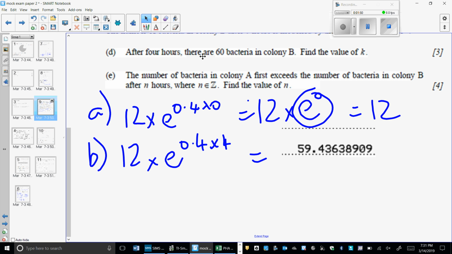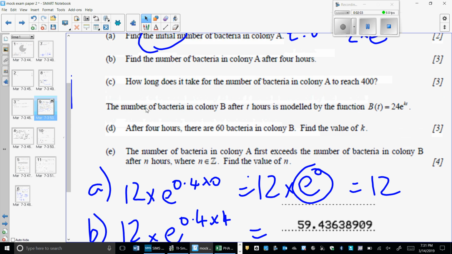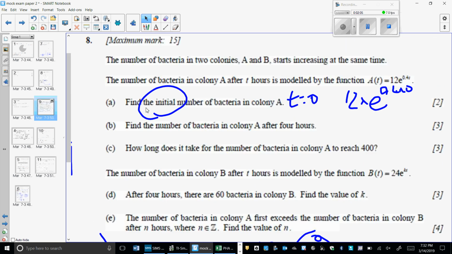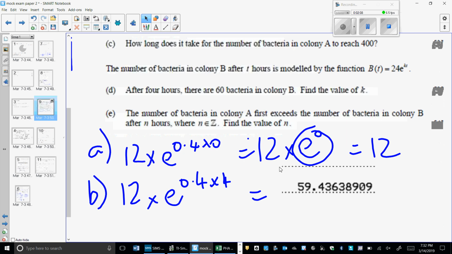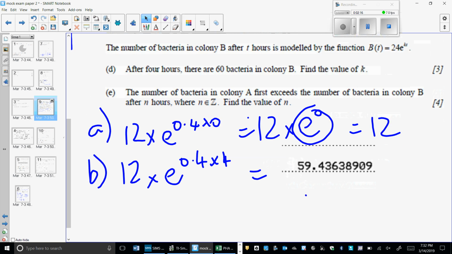Okay, so obviously rounding that to 3 sig fig would be 59.4. But 59.4, what situation is this? We've got bacteria, so you obviously can't have 0.4 of one. So that would be 59. You would round down no matter what, because we haven't got the 60th one.